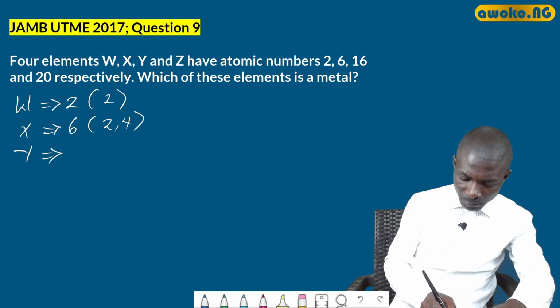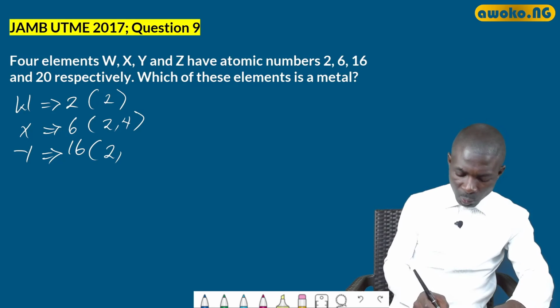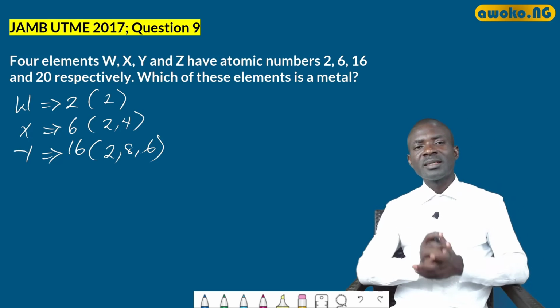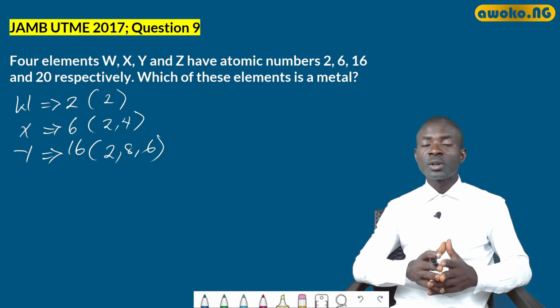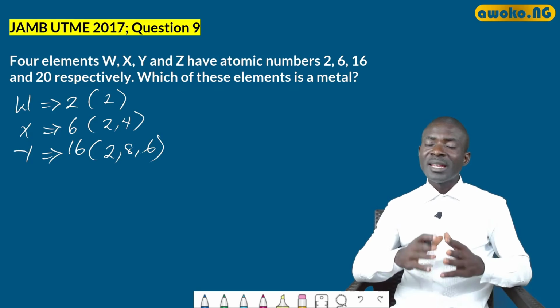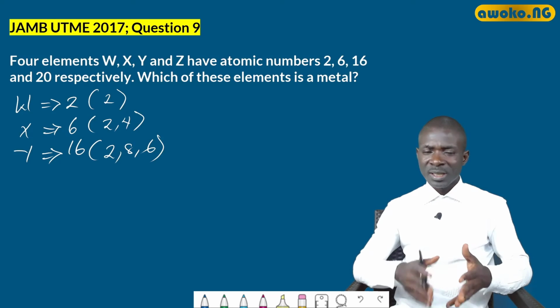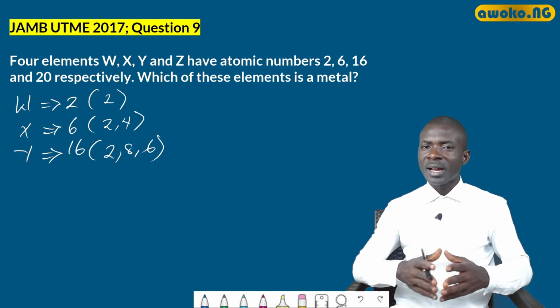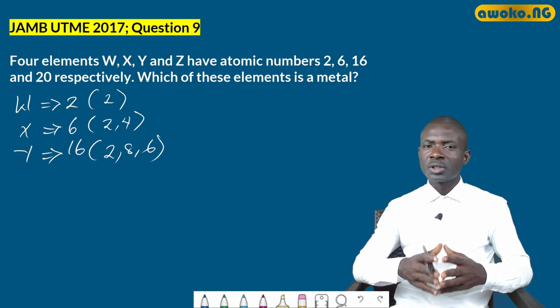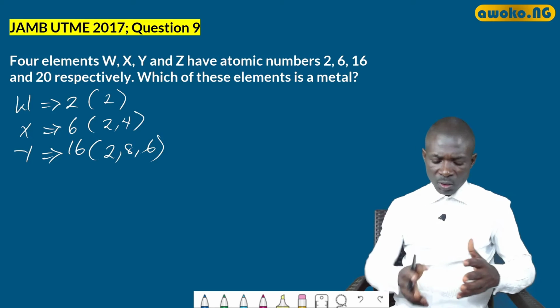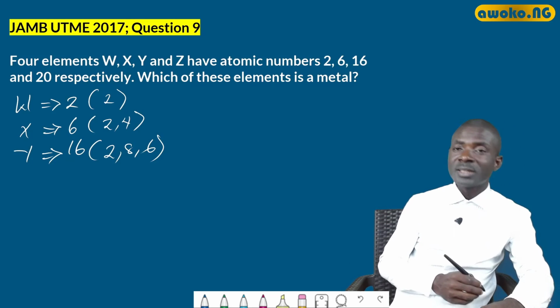and the atomic number here is 16. So if we distribute this in shells, we have 2, 8, 6, indicating that the last shell has a total of 6 electrons. So it requires an extra 2 electrons to complete the octet structure. This element is simply identified as sulfur, with 6 electrons in the outermost shell, requiring an extra 2 electrons to make it 8. So element Y is not a metal.